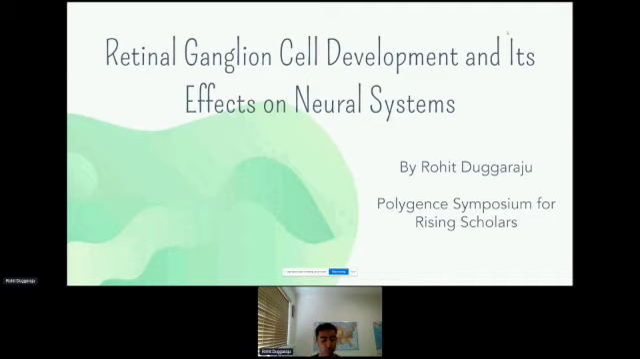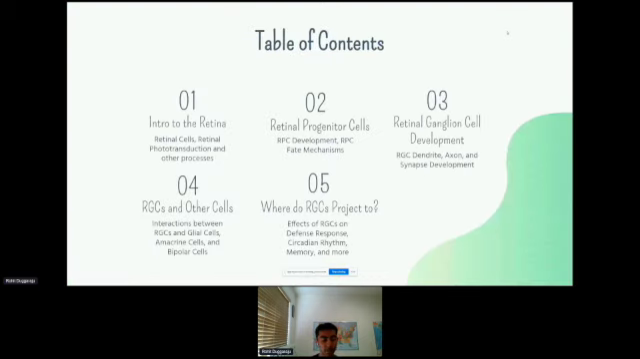For my project, I wrote a review paper on retinal ganglion cells, one of the fundamental neurons in the eye, and how their development affects how our eyes develop, and how neural systems develop as well. And I wanted to share everything I learned while writing this paper with you. I'm going to begin with a basic introduction to the retina, then the processes conducted in the retina, and then move into retinal progenitor cells, retinal ganglion cells, and different neural systems.